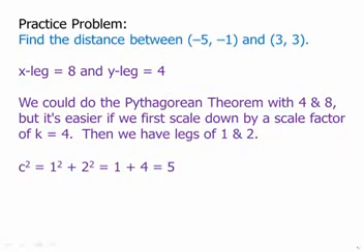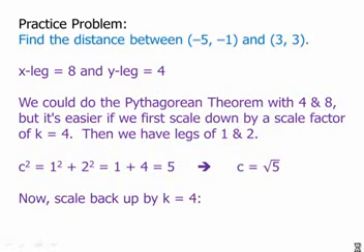If we have legs of 1 and 2, we square those, we get c squared equals 5, c equals the square root of 5. Now we'll scale back up by a scale factor of 4, and we get a hypotenuse on the larger slope triangle of 4 root 5. And that's the distance between those 2 points. So notice that we could use proportional thinking to really simplify that calculation.